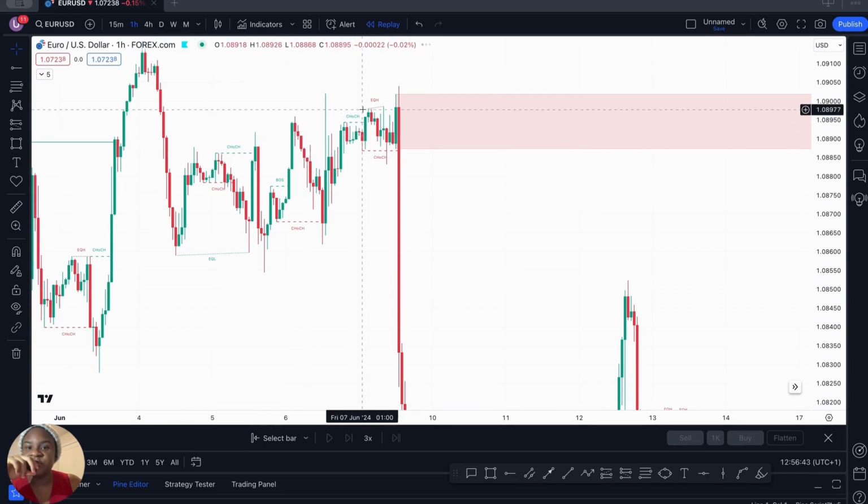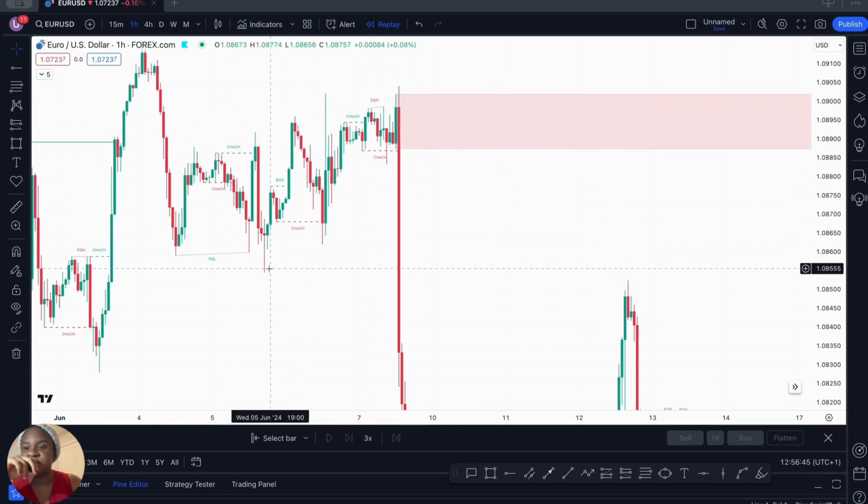You can see this gave you also equal highs. You can see it just helps you to see the bigger picture in the market.